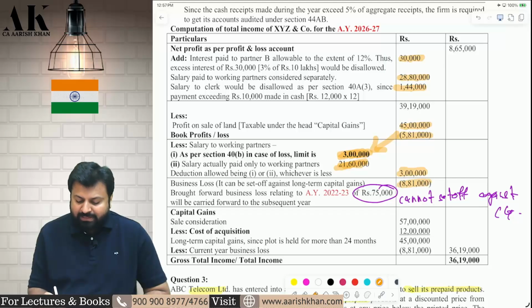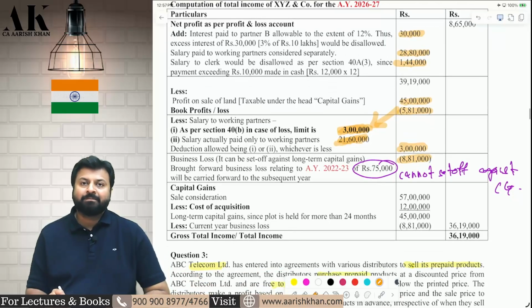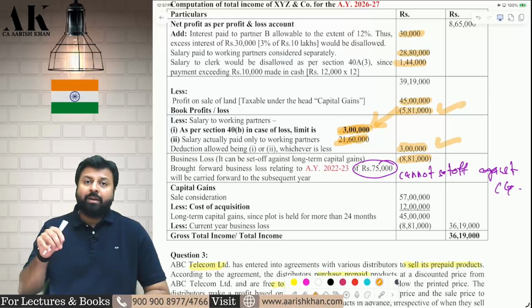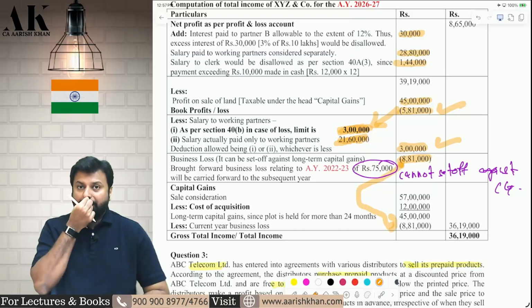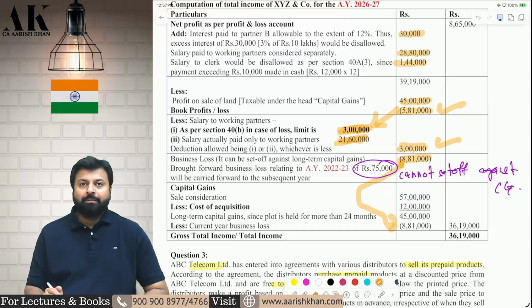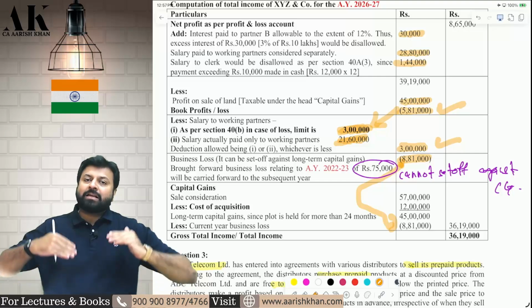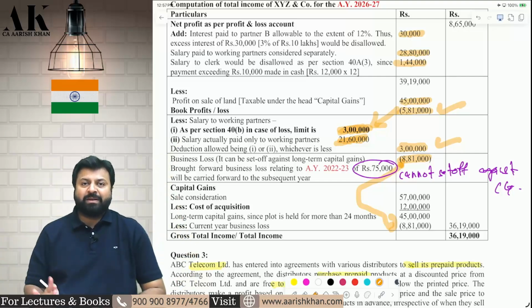Therefore, ultimately your business loss will come to 8.81 lakh. Already 5.81 lakh is your loss and 3 lakh more loss because of the remuneration. 8.81 lakh is your loss. Now you can set off this loss against your capital gains income. Yes, you can set off. PGBP loss can be set off against capital gains income, but capital gain loss cannot be set off against PGBP income. PGBP loss you can definitely set off against capital gains income.